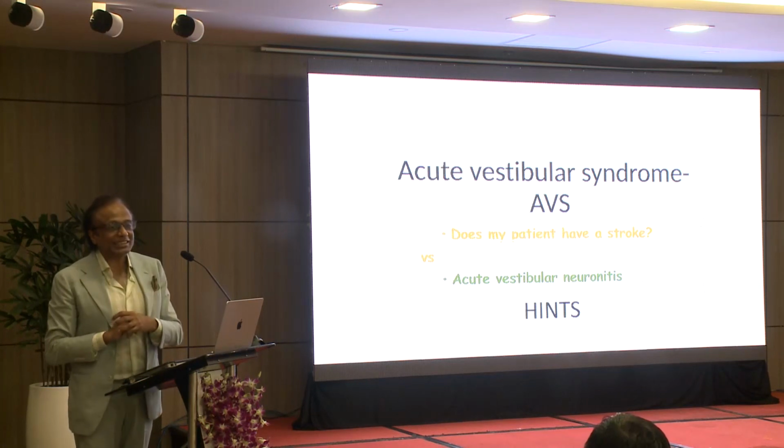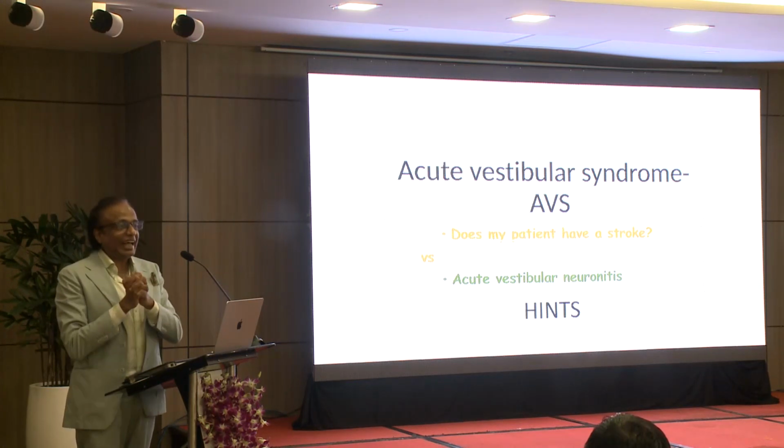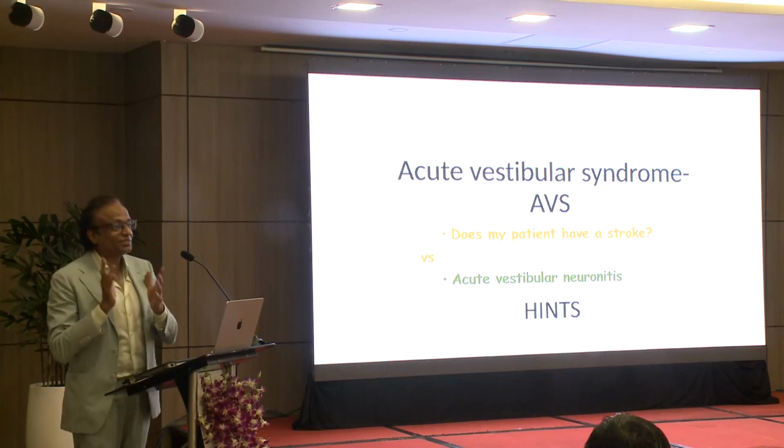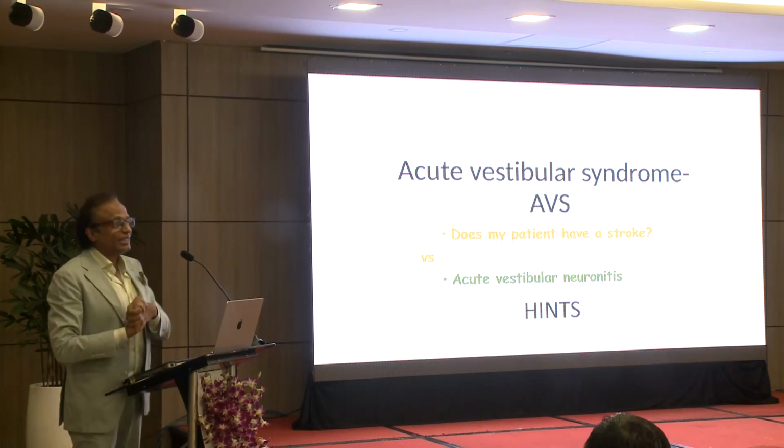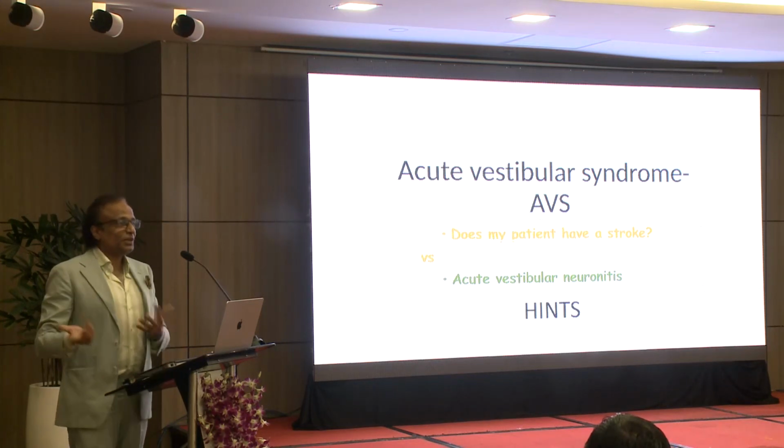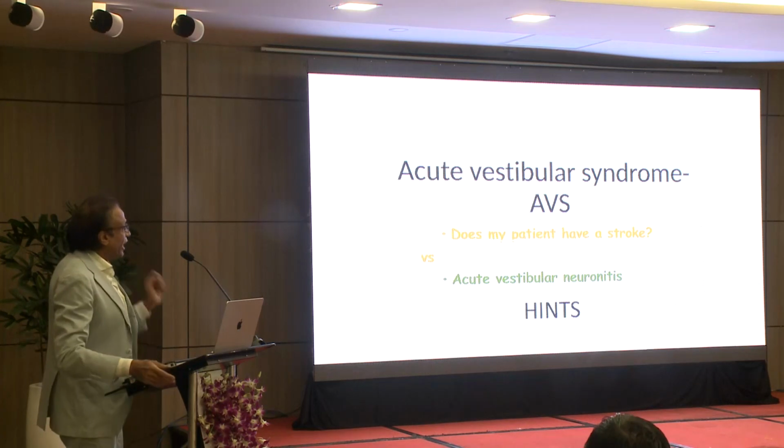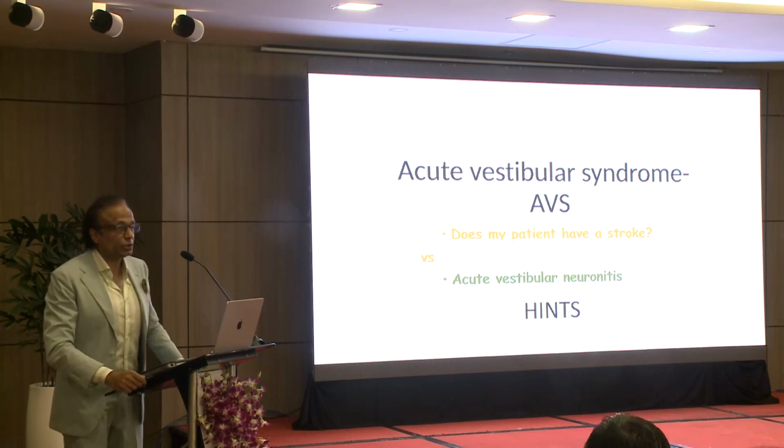We may lose our license from this. So this is what I call a license or limb-threatening situation, okay? So you don't want to lose our license, okay? Of course, we don't want to lose our patients too. So therefore, it's very important to sort out between these two diagnoses.